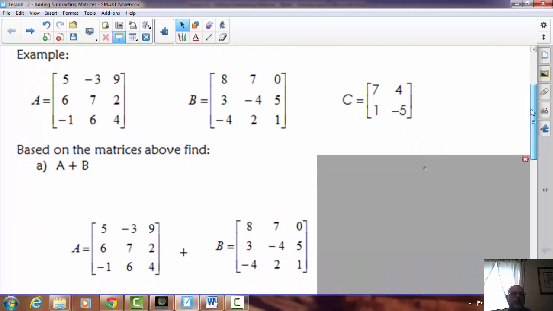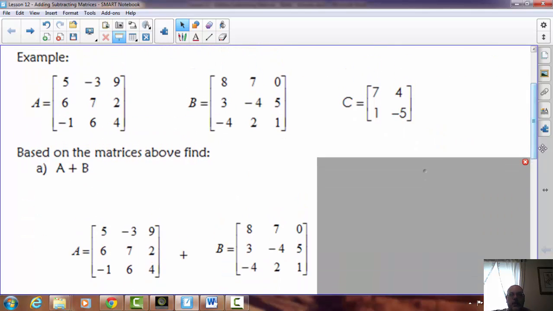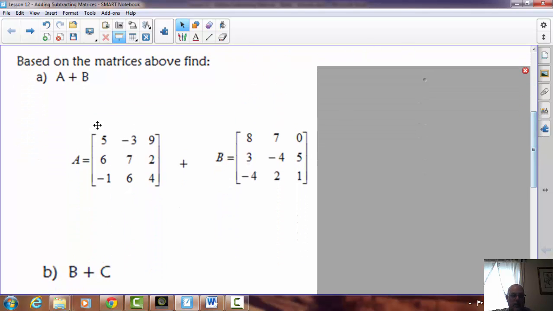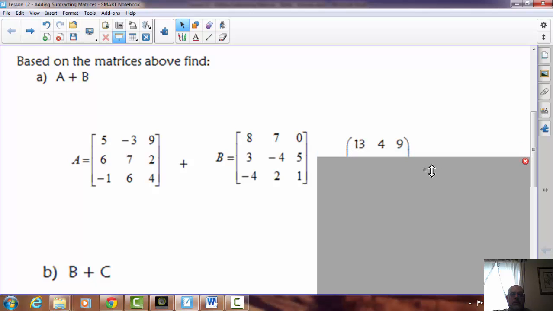The first example I want to go through is adding matrix A and matrix B. You take the first element of matrix A, row 1, column 1, which is 5. The corresponding element of matrix B is 8. 8 and 5 is 13, so the first element of your sum will be 13. Negative 3 plus 7 is 4. And 9 plus 0 is 9. So let's look at the first row of our resultant matrix: 13, 4, 9.